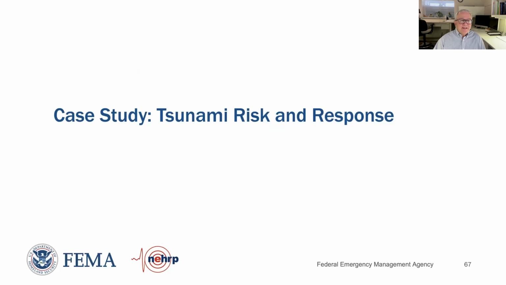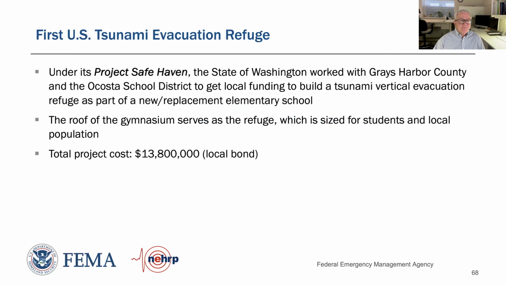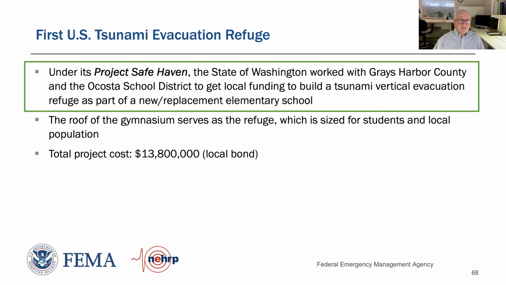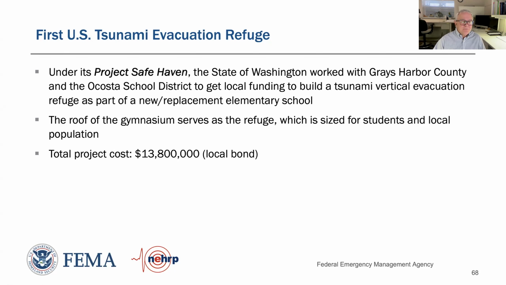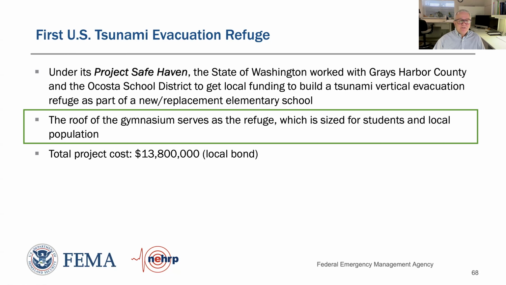So let's talk about another case study of a tsunami risk and response. This was a tsunami evacuation refuge center that was proposed under Project Safe Haven in the state of Washington for Grays Harbor County and Acosta School District. They wanted to get local funding to build a tsunami evacuation center and refuge as part of a new replacement to an elementary school. The roof of a gymnasium serves as that refuge center, which is sized for both the students in that school and the local population.